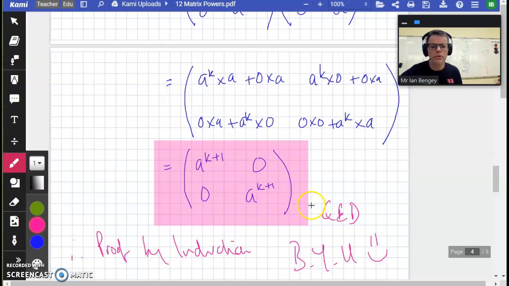Okay, thanks very much, and hopefully we'll be moving on soon to working out why this is important and why this is an important step in matrices.